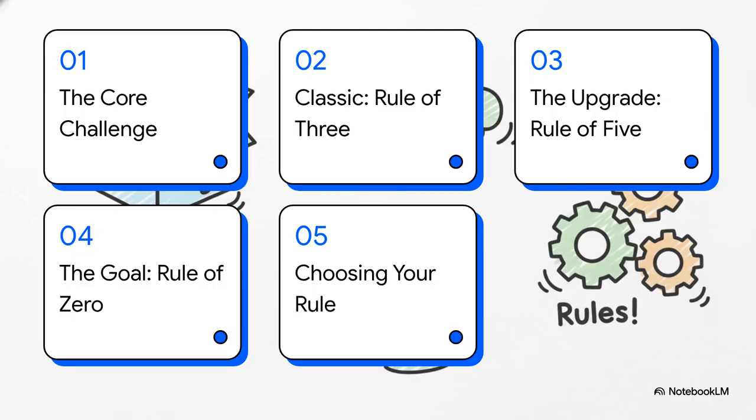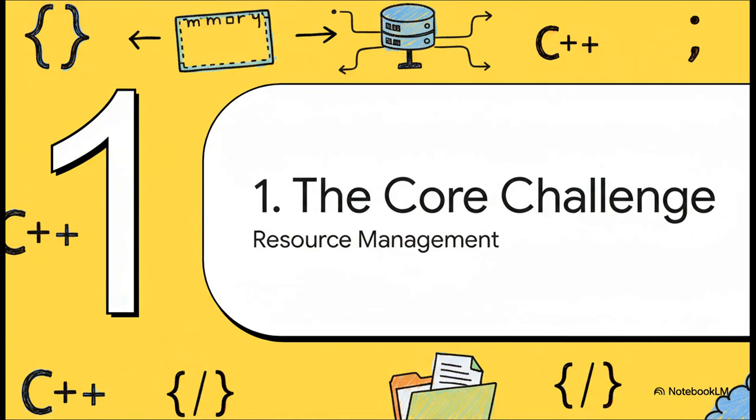First, we'll tackle the fundamental problem that every C++ developer has to deal with: managing resources. Then, we'll walk through the history of how we've solved it, starting with the classic rule of 3, moving to its modern upgrade, the rule of 5, and finally landing on what should be everyone's goal today, the rule of 0. So what is the big deal with resource management in C++ anyway?